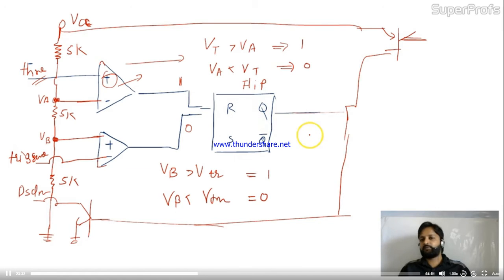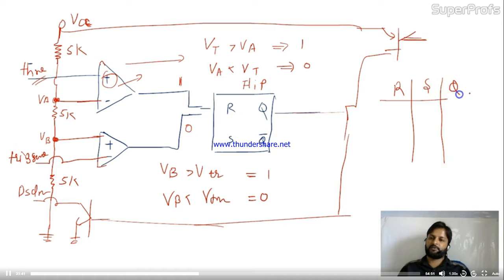RS flip-flop we introduced over here. So what is the characteristic table of the RS flip-flop? Let's see. R, S, Q and Q bar: 0, 0, 1, 1, 0, 1, 0, 1. Now let's take both as 0, 0. So whatever condition we have initially, after applying 0, 0, we'll get the same. So here I can write the previous state.